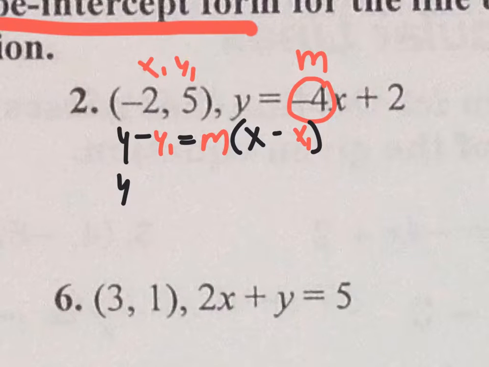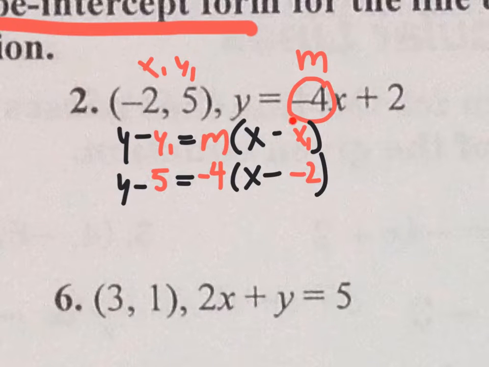I want to get y minus y1. What's y1? 5 equals, what's my m value? -4. And then I have x minus, what's my x1? -2. Now, the only thing I care about from this equation right here is the m. Everything else is pointless. I'm never even going to look at this anymore. I already got what I needed. I got my m value because it's parallel. I just plugged it into my point slope format, and now I have my equation in point slope form.